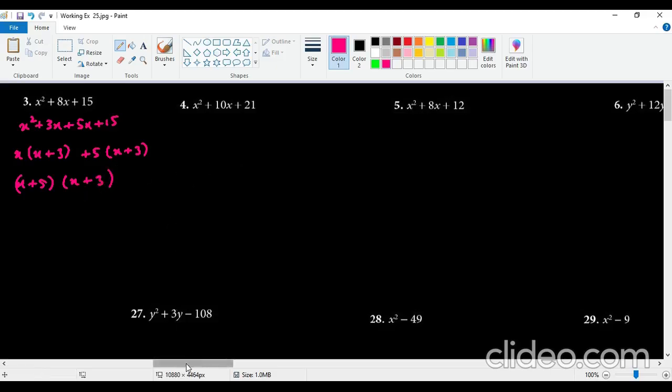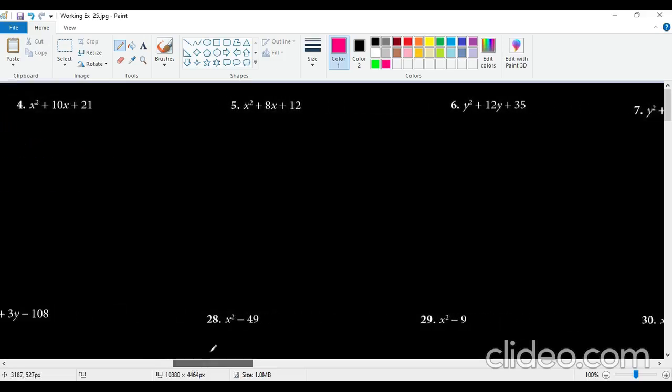Moving on to the next one. I know very well for 21, 7 times 3 is a 21, and 7 plus 3 is a 10. So I will write extremes this way, and plus 7x plus 3x. I will write this way. In the first part, it is x plus 7, and another bracket same way. Now look at the third one. I will write only plus 3 here. So x plus 3 and x plus 7 is going to be your final answer.